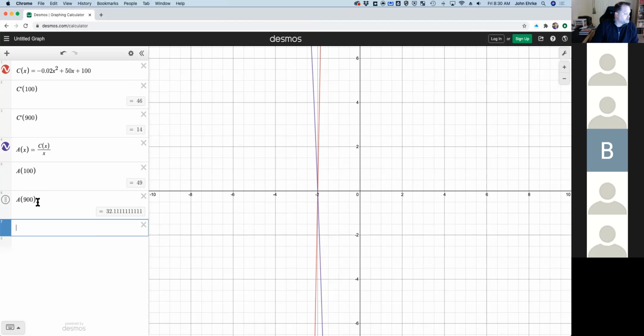So if these were jeans, let's say we're manufacturing jeans. If we produce 100 jeans, then it costs us on average $49 per pair of jeans to create. If we create 900 jeans, then they're only around $32.11 per pair that we create. So the more production we do, the cheaper per item it gets on average to produce.